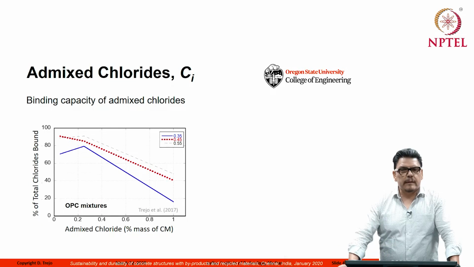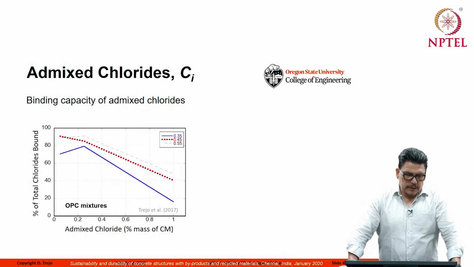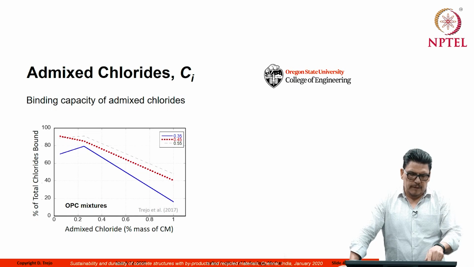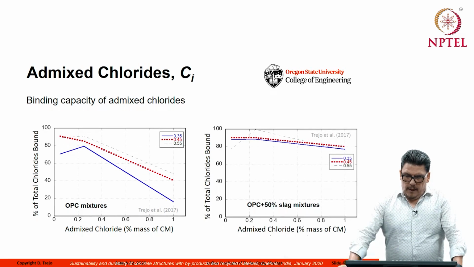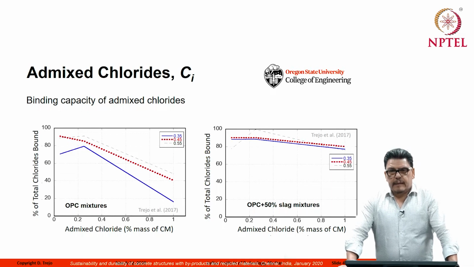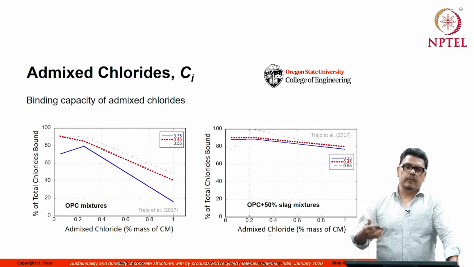Why does that happen? Well, it's really a function of binding. If we look at ordinary Portland cement, as a function of the percent of admix chloride, the percentage of bound chloride decreases. So as the admix chloride content increases, binding decreases. And if you look at slag, you can see there's a significant effect of the cementitious material type. So we now have to consider these things.